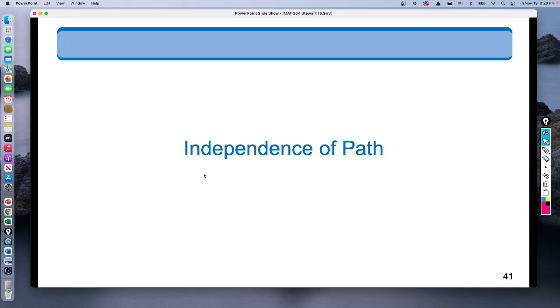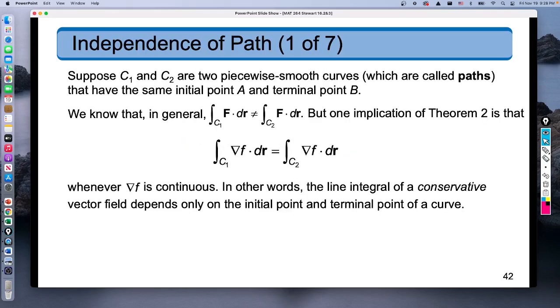Okay. Independence of a path, and again, this is going to be a lot of theory. We're going to get a test that will tell us whether something is independent and whether it's conservative, and we're going to use that. Okay, so a lot of this is just building on theory.